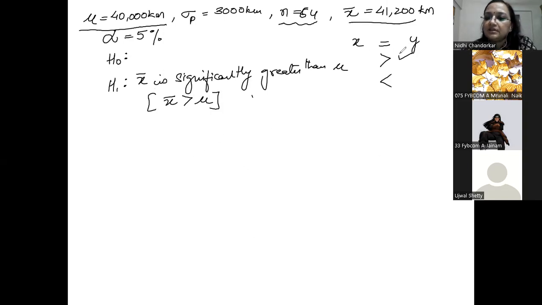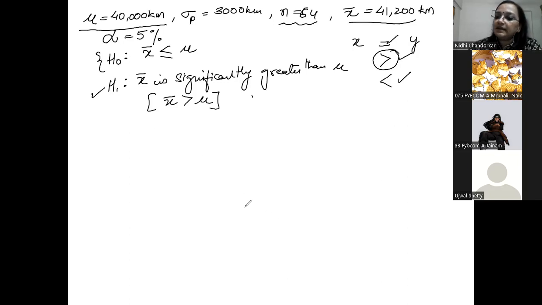Null hypothesis, see, this condition has been given to alternate hypothesis. What are the two conditions left? Less than, equal to. So these two conditions will be used in null hypothesis. So x bar is less than or equal to mu. So if the value or life of the new tires has significantly increased, obviously your H null will get rejected and H1 will be accepted. Okay. So one second.